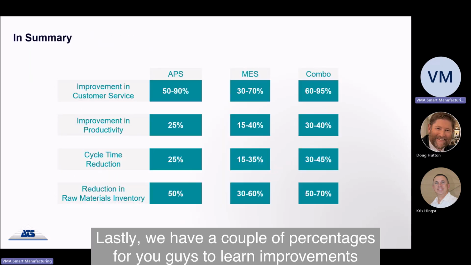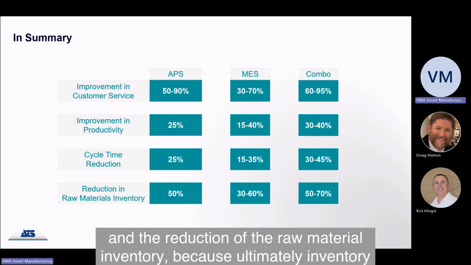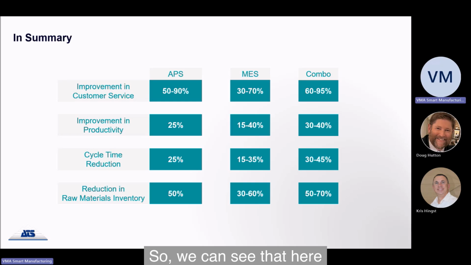Lastly, we had a couple of percentages for you for certain improvements: customer service, productivity, reduction of cycle time, and the reduction of the raw material inventory, because ultimately inventory means cost, right? So we can see that here.